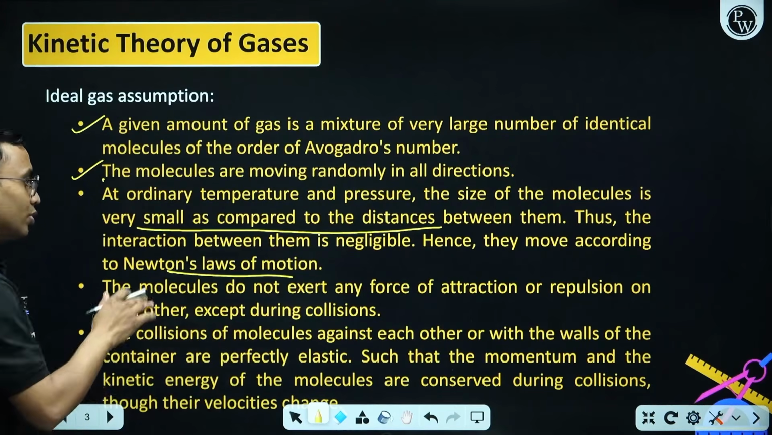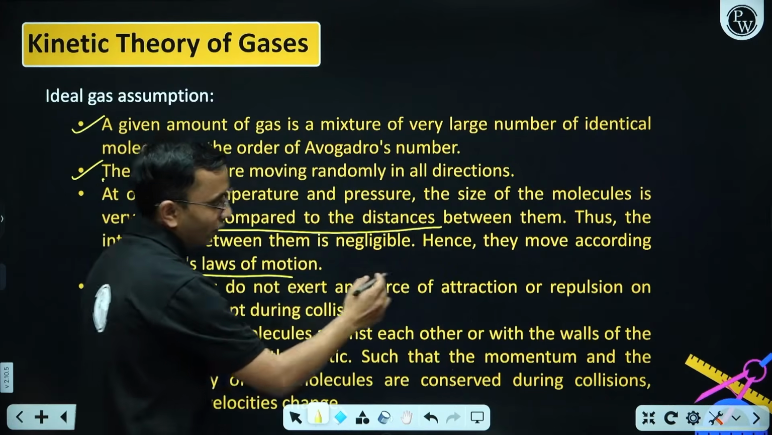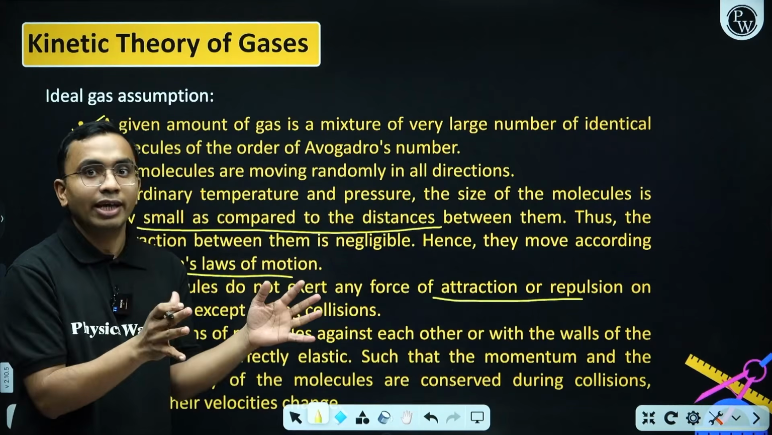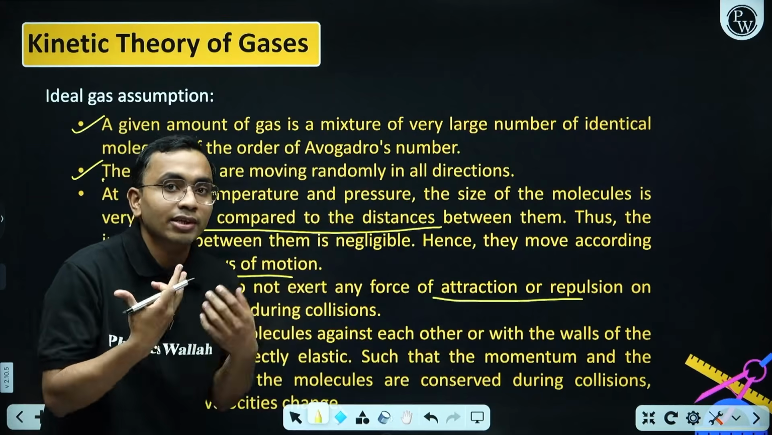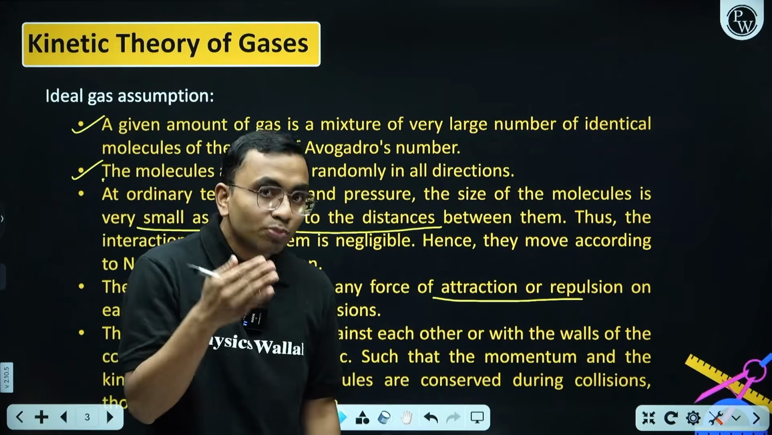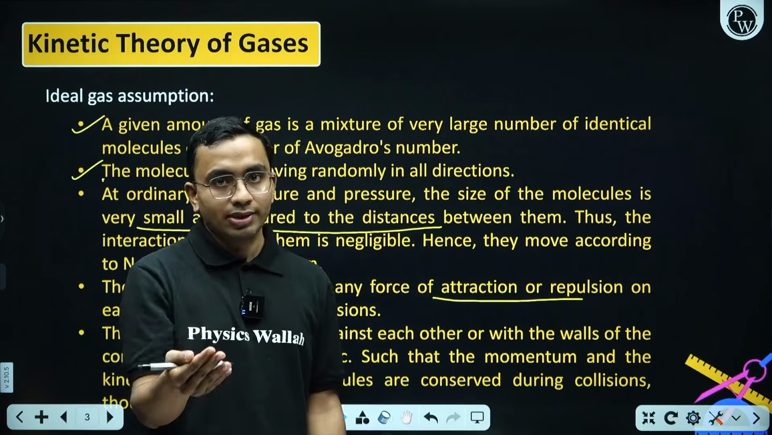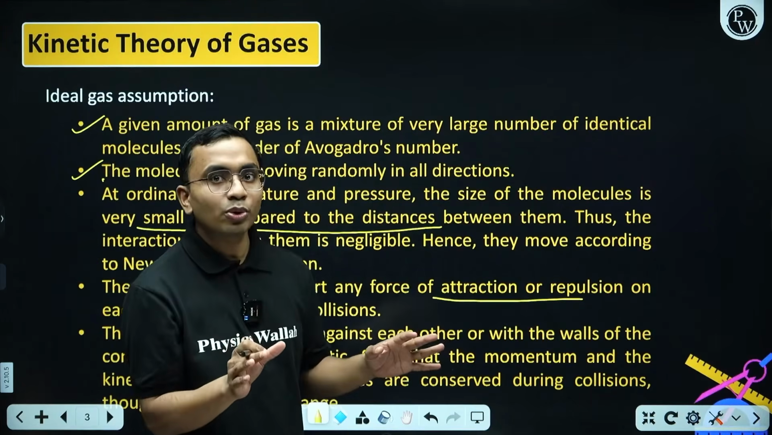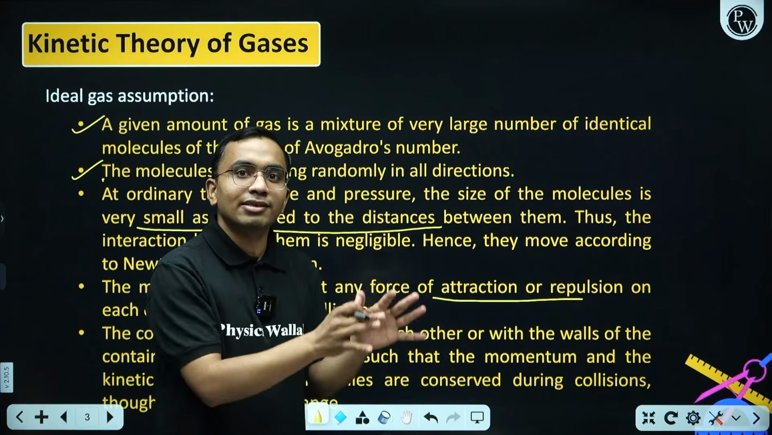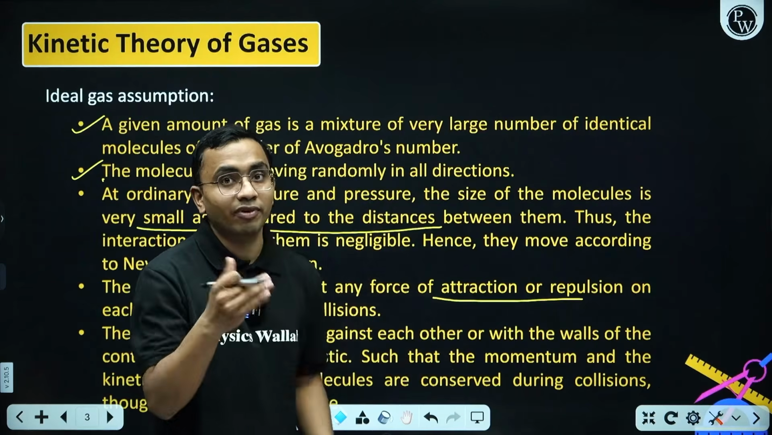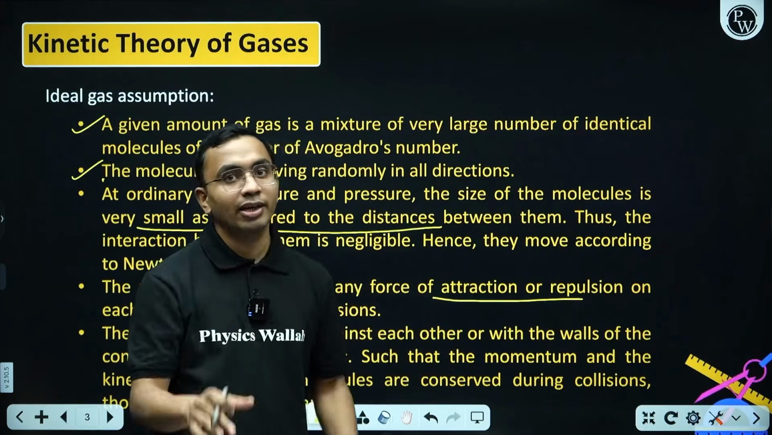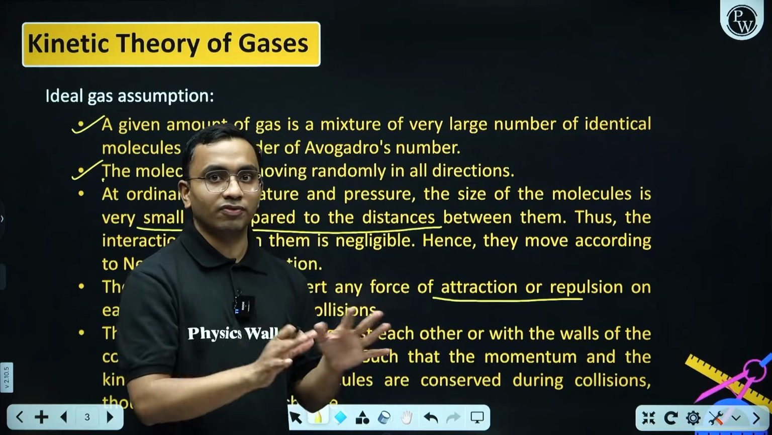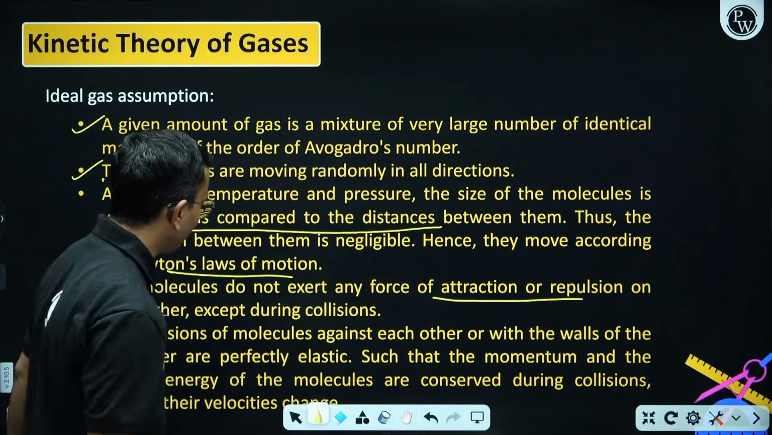Then the molecules do not exert any force of attraction or repulsion. It means there is no potential energy. Okay, there is no attraction or repulsion. If there is attraction and repulsion between the molecules, then there is potential energy associated with them, isn't it? Now, there is no interaction between the molecules. There is only kinetic energy that is associated with the molecule. So when we will talk about the internal energy, we will say internal energy only constitutes of the kinetic energy, not of the potential energy, because there is no interaction between the molecules.